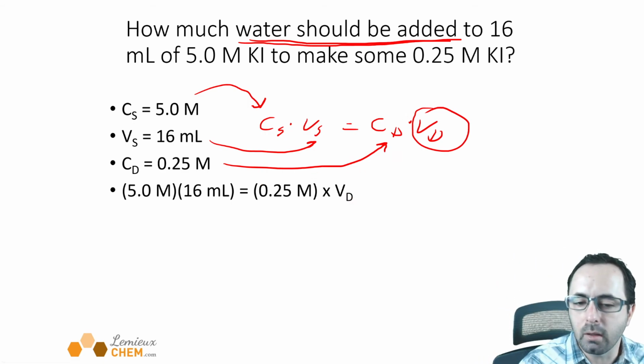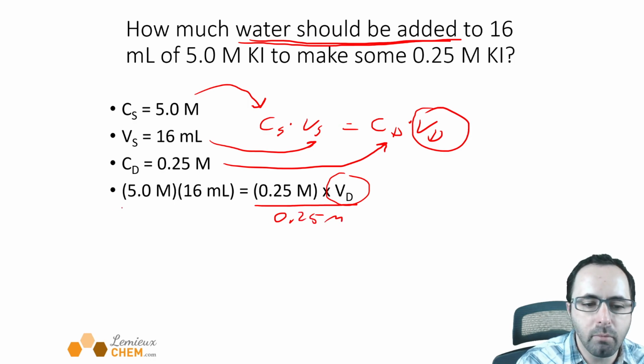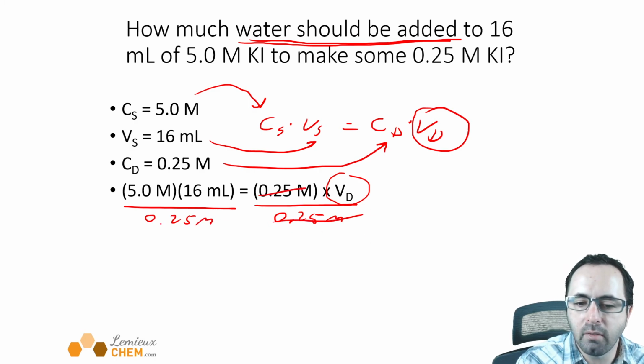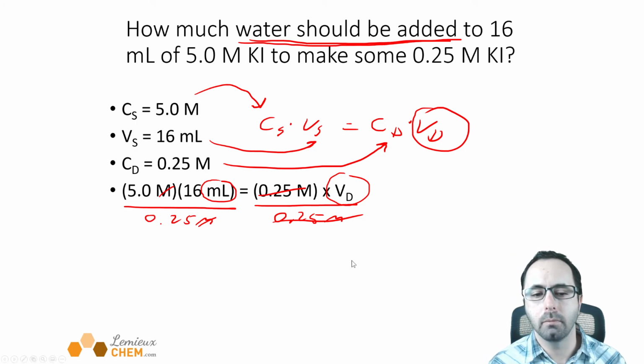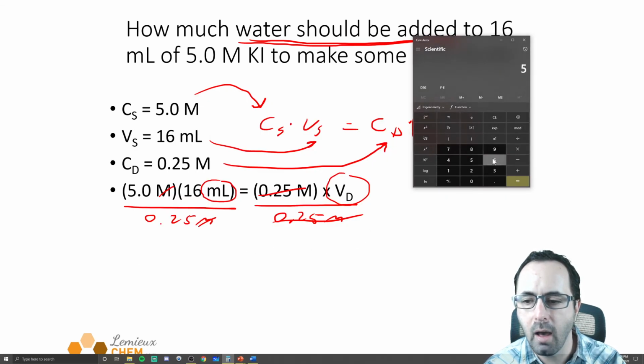So now that we have these plugged in, we want to get the volume of the diluted solution by itself. So that means dividing by 0.25 molar on both sides. That cancels the 0.25 molar. And here our molarities will cancel, and we'll end up with units of milliliters. Okay. And so now it's time to calculate. On the left here, we're going to get the volume of diluted solution is 5 times 16 divided by 0.25. And we get 320 milliliters.